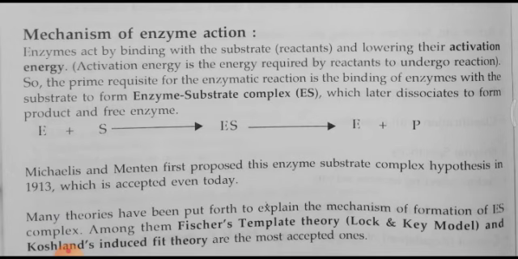So the prime requisite for enzyme reaction is binding of the enzyme with the substrate to form the enzyme substrate complex, that is ES, that you can see in the illustration. E plus S is ES, which later dissociates to form product and free enzyme. That means you can see in the illustration ES arrow E plus P, and in the last sentence it is shown as later dissociates to form product. So in the illustration last is P, product, and free enzyme. So next to P you can see E. So this is how the reaction takes place.